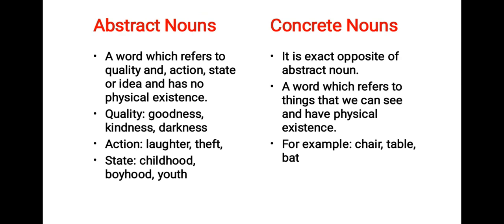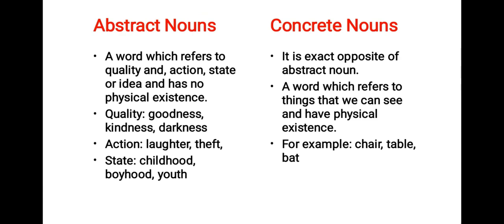Quality, if we take quality, we can say goodness, kindness, darkness. We can't see the goodness in someone, we can't touch the kindness, but we can feel it. We say that there is goodness in this person, he is really kind. We cannot touch those qualities, but we can feel them. So those are abstract nouns.